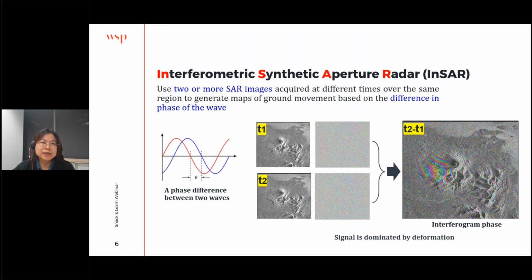And what's InSAR? InSAR is interferometric synthetic aperture radar. It actually uses two or more SAR images acquired at different times over the same region to generate maps of ground movement based on the difference of phase of the wave. So from here you can see there are two examples taken at different time intervals over the same region. From the difference, we are then able to measure the deformation of these locations between two different times.